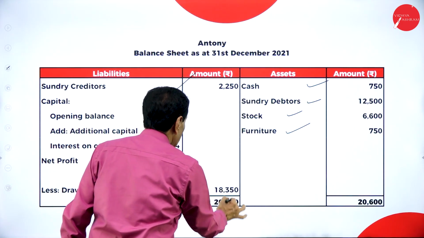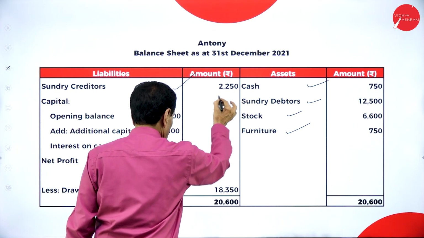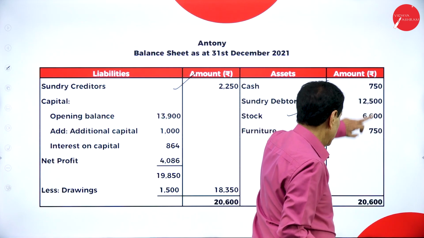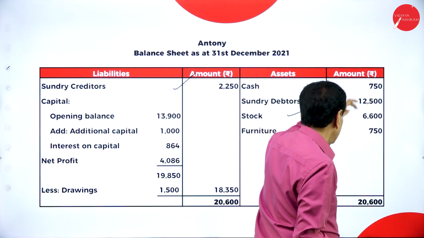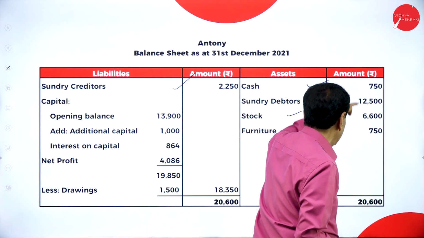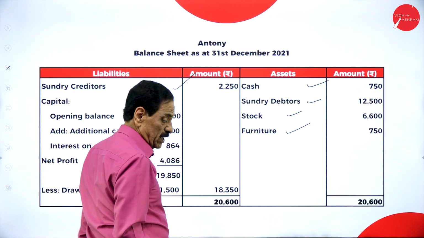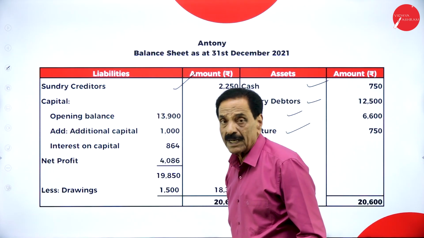Add this, 0. 5 plus 5, 10. 1 plus 3, 6. 2 plus 8, 10, 2. Come back here, 0. 5 plus 5, 10. 1 plus 7, 8, plus 5, 13, 19, 26. 2 plus 2, 4, plus 6, 10. 1 plus 1, 2. It will tally for 20,600.